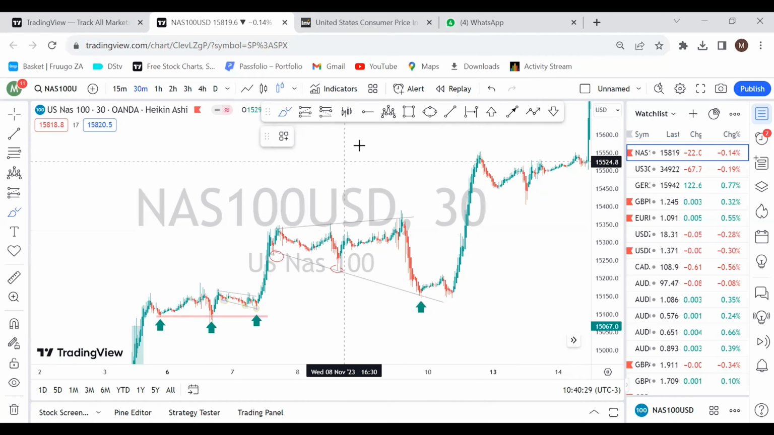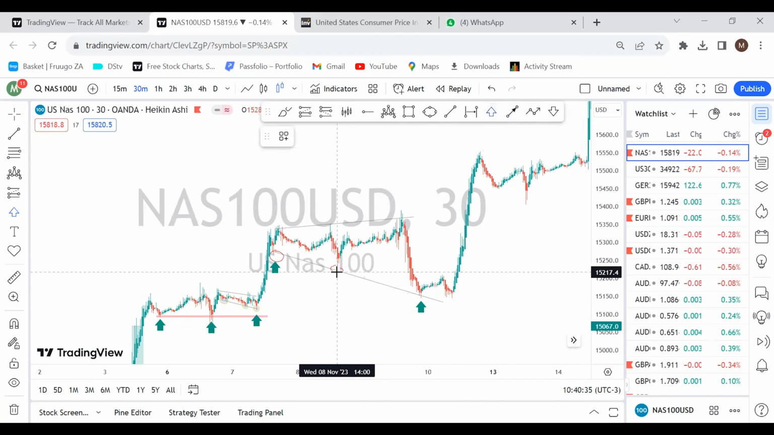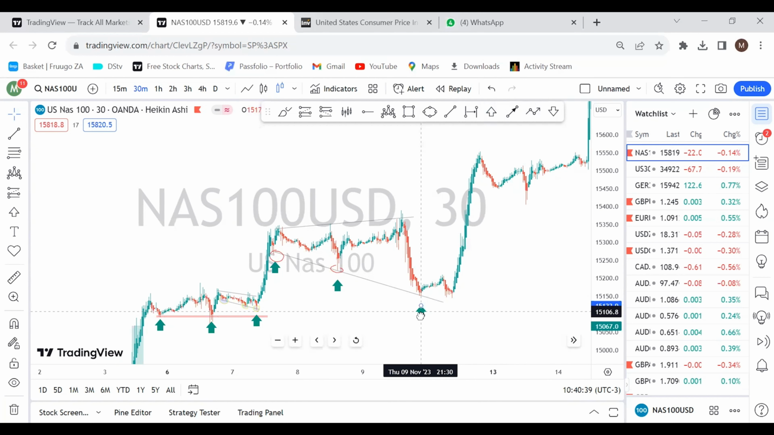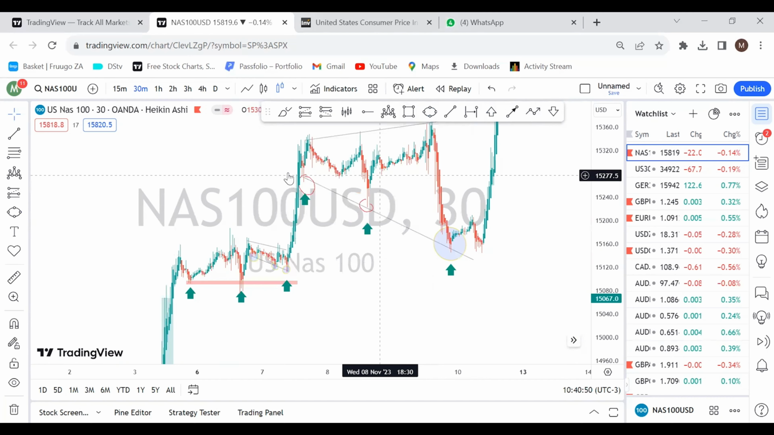So in regard to this structure, this was our first touch on our support, the second touch on our support, and then this one was regarded as the third one. So I'm just gonna highlight it, so you can see we have a nice 1, 2, 3 touch on our support.